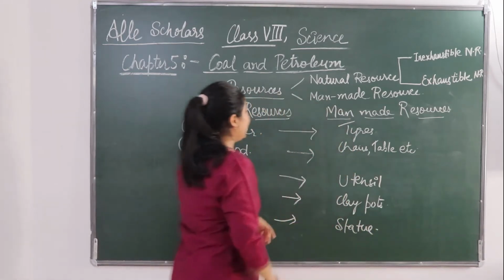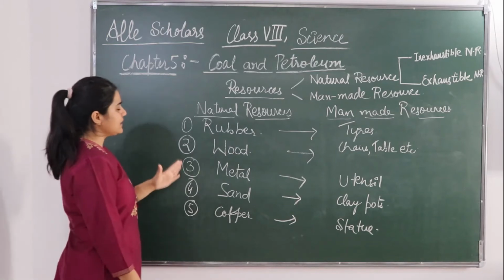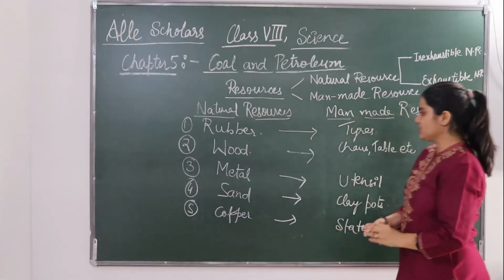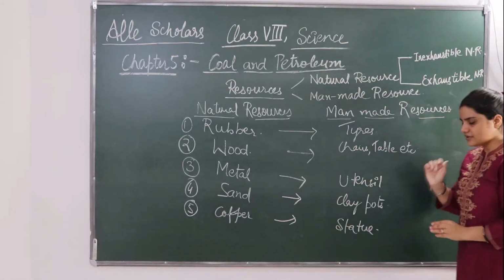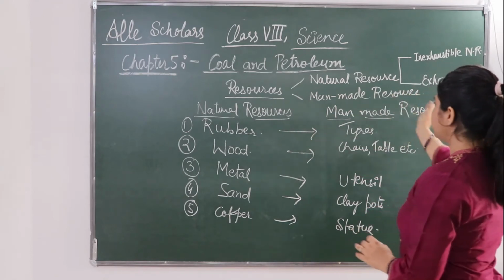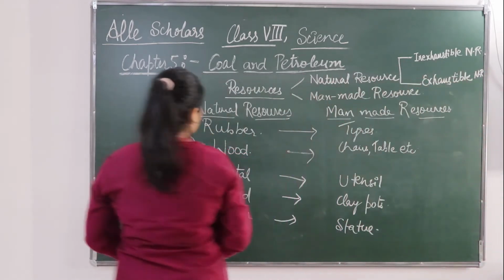Okay? So like this, all the man-made resources are in some way being created from the natural resources. Okay? So here are some of the examples. You can see how these natural resources help in making man-made resources. Okay?